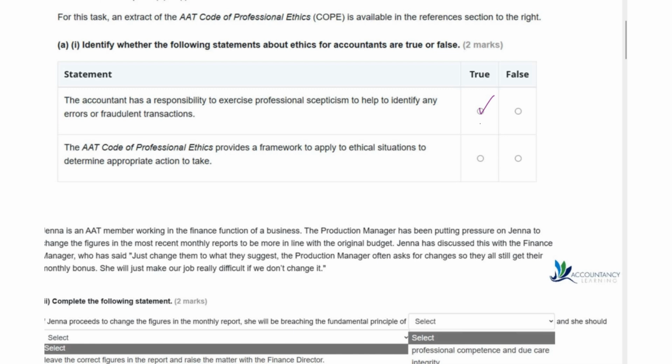The AAT Code of Professional Ethics provides a framework to apply to ethical situations to determine appropriate action to take. Again, this is a true statement. So the AAT Code of Professional Ethics is there to provide guidance on what we can apply to ethical situations to help us understand what we should be doing. These aren't a set of rules as such, it's a framework that we work towards and with.